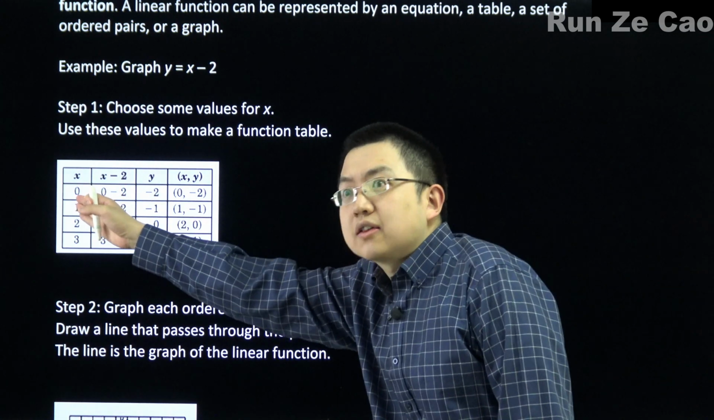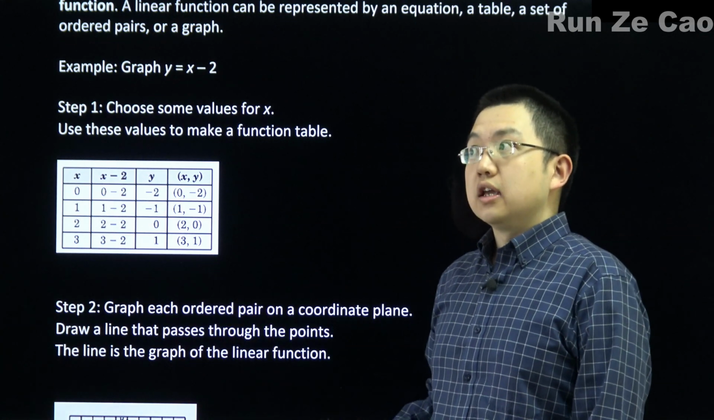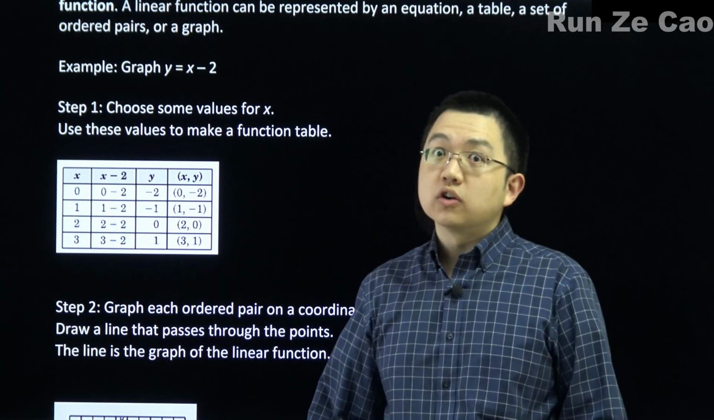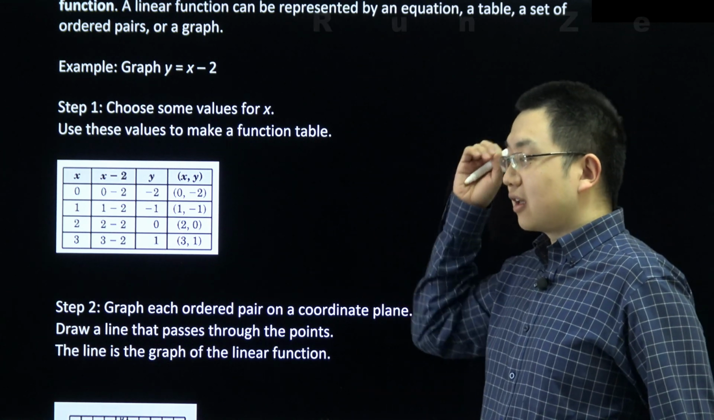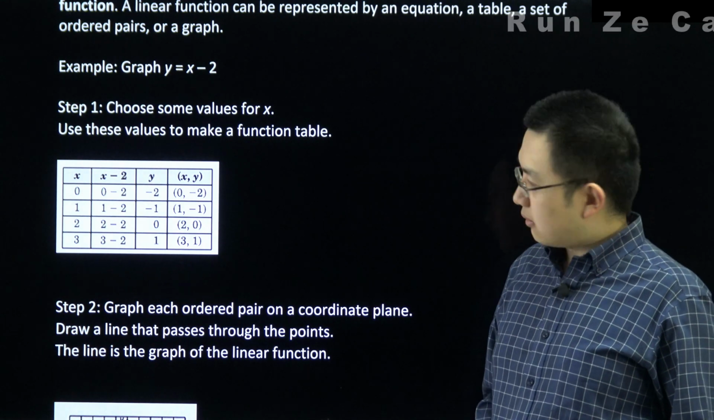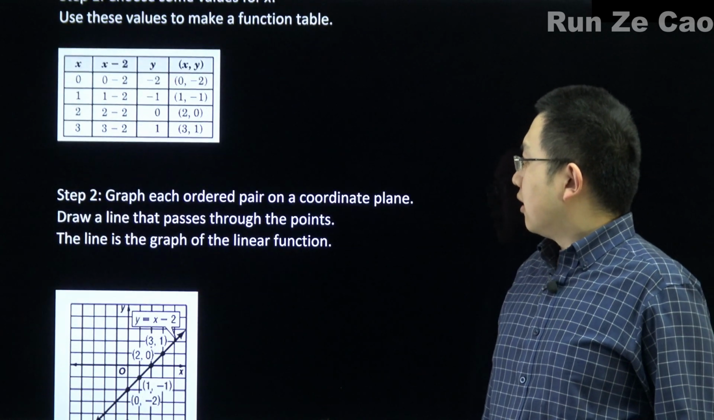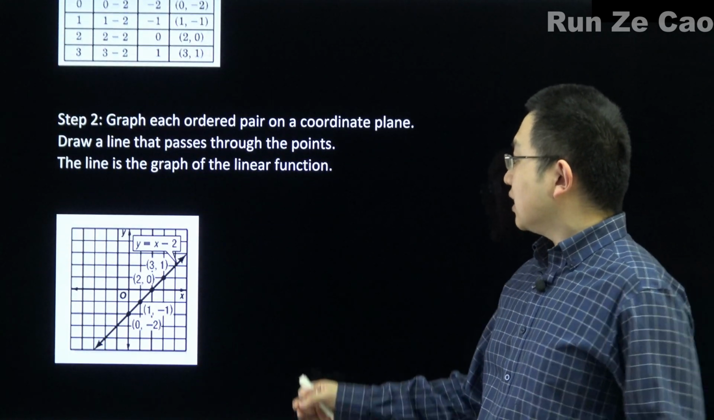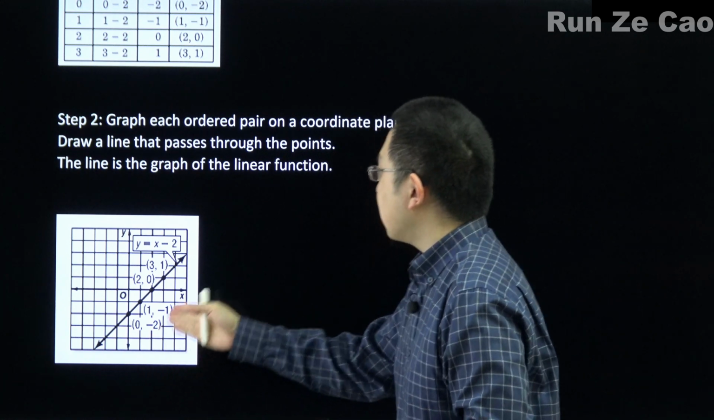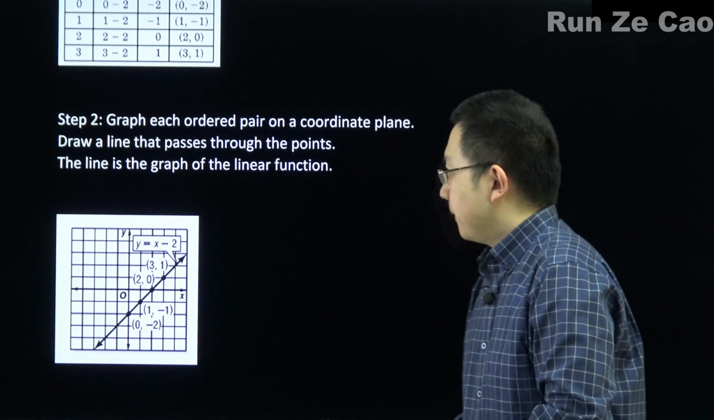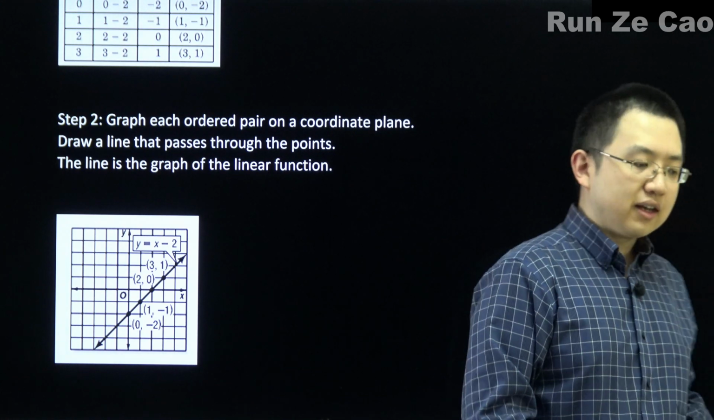Because, hey, you have an x and you have a y. The x and y on the same row correspond to a point. This is not exactly mind-blowing. Your step 2 is to graph each of the ordered pairs on a coordinate plane, and then you draw a line that passes through the points. The line is a graph of the linear function.